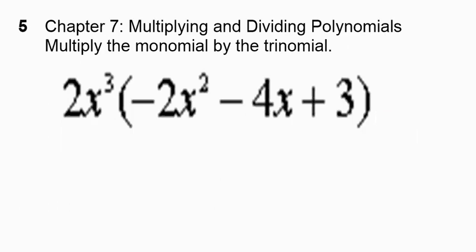Question 5 comes from chapter 7 on multiplying and dividing polynomials. Straightforward, multiply the monomial by the trinomial. Again, for those who need a hint, make sure you use distributive property.